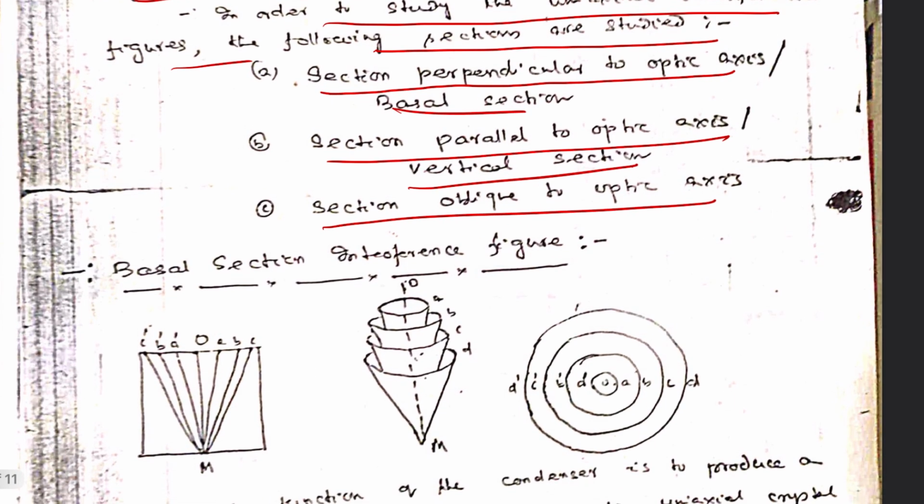So let us study the basal section interference figure, which is called the optic axis interference figure, because the optic axis is perpendicular to the basal section. So when you look from the top through the eyepiece, the optic axis is parallel to the direction of observation.